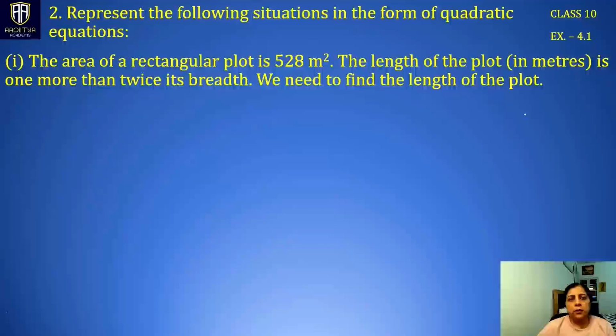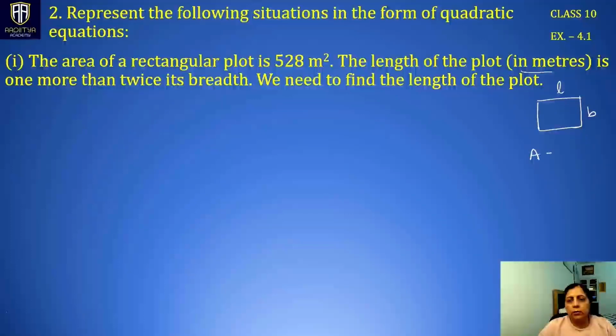The next question says, represent the following situations in the form of quadratic equations. So here the area of rectangular plot is 528 meters square. The length of the plot is 1 more than twice its breadth. Units are in meters. So if I make a rectangle like this, let this be length, this be breadth.